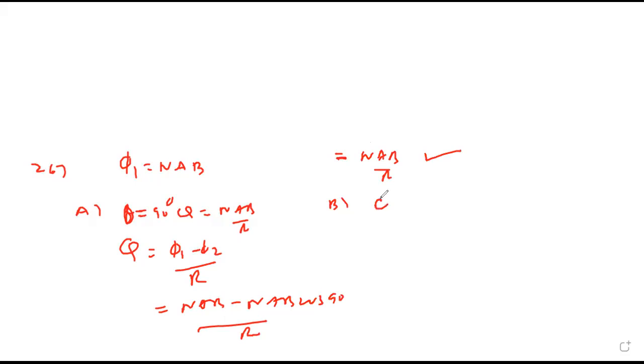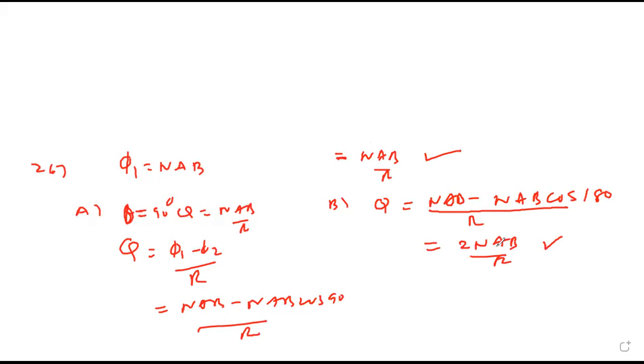When rotated by 180, the charge is initial flux NAB minus final flux NAB cos 180, upon R. Cos of 180 is minus 1, minus minus becomes plus, so 2NAB upon R is also a correct one. That means the third option is incorrect. Theta is 180, Q equal to 0 is incorrect, because the correct value when rotated by 180 is 2NAB by R. So this is our answer.